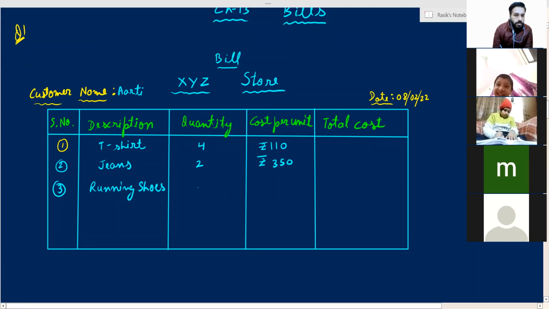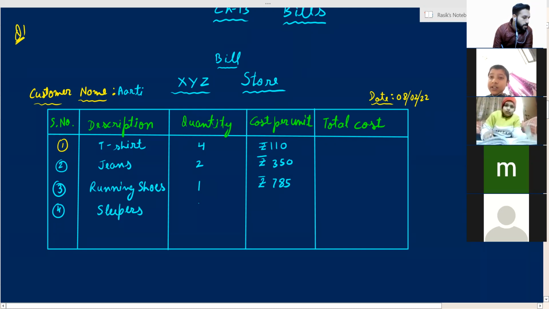So running shoes, how many pairs of running shoes did she buy? Sir, one and only one pair. The price of the pair was 785. Sir, fourth is slippers. She bought three pairs of slippers. The item is slippers. How many slippers did she buy? Sir, three pairs. Cost per unit, sir, rupees 125.